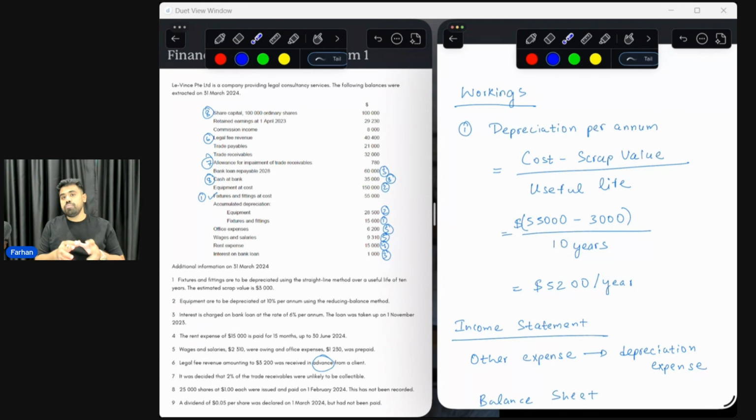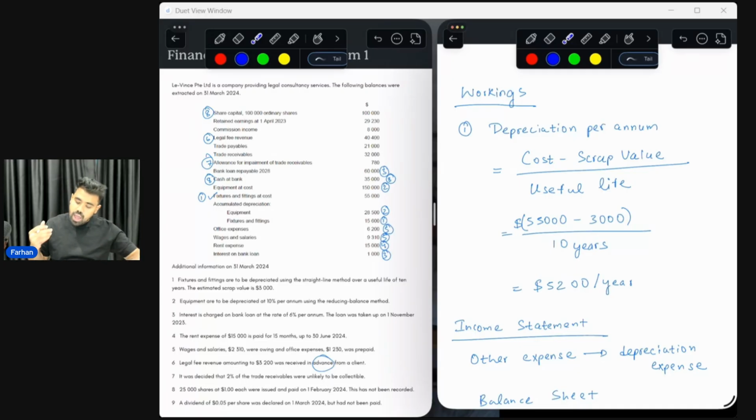Scrap value simply refers to the likely amount that you can sell by disposing this asset at the end of its useful life. So which means after the fixtures and fittings have been used for 10 years, you can get rid of them and you can get a likely amount of $3,000. So that's what it simply means in normal language for scrap value.